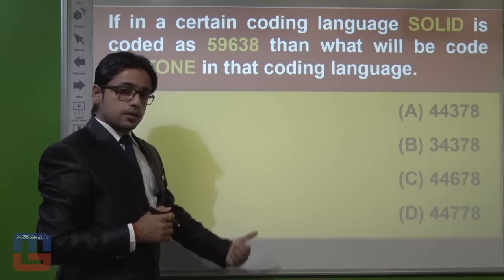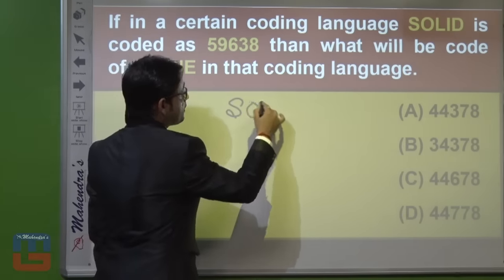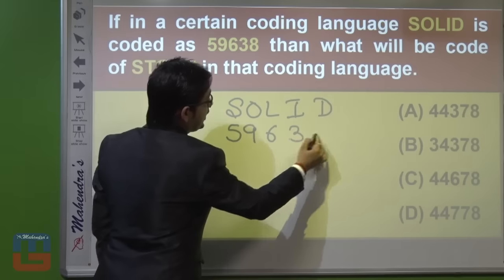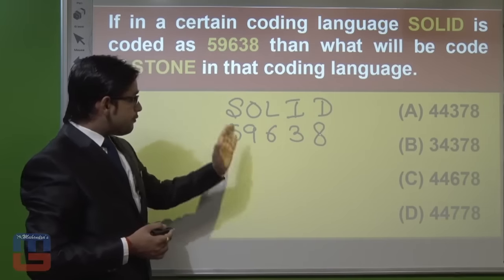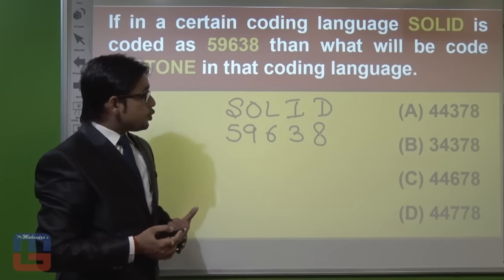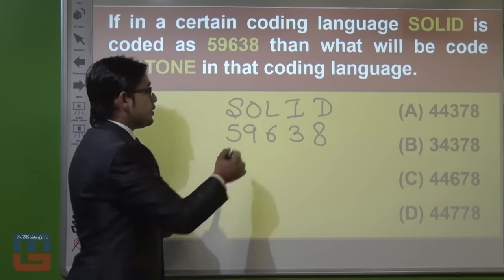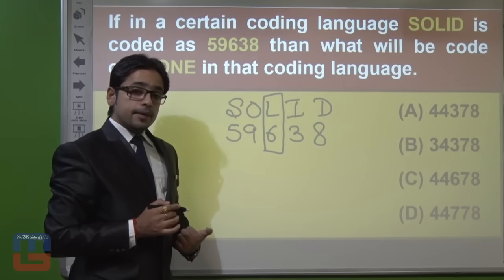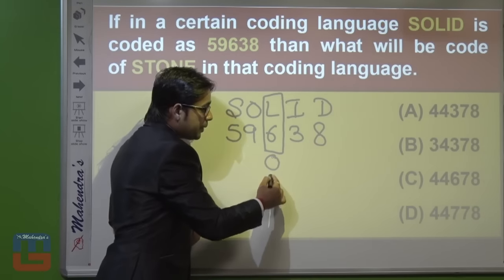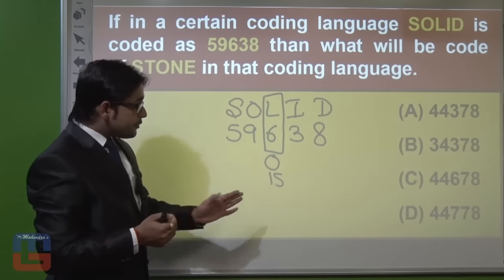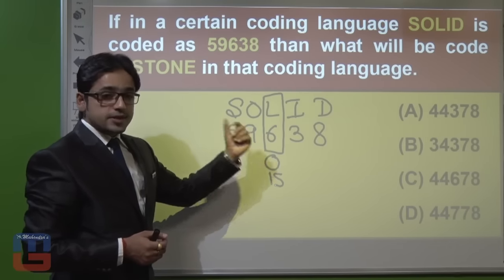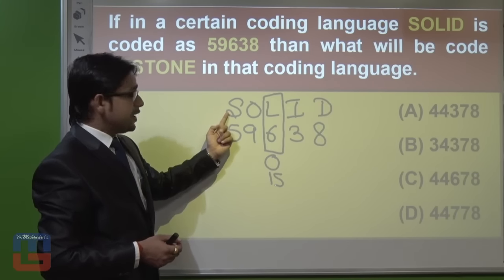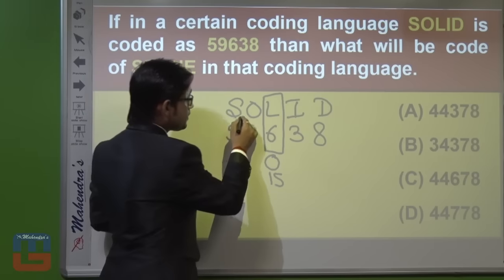Again, this question is based on coding and decoding. As you can see here, code of solid is 59638. As you can see here, 5 letters are written over here. If the question is based on 5 letters, then first try to solve the middle letter. How can we get 6 from L? Opposite of L will be O and place value of O is 15. After adding 1 plus 5 you will get 6. As per the question, you will try to solve the opposite of S, and place value of S will be 8, which is written in last.